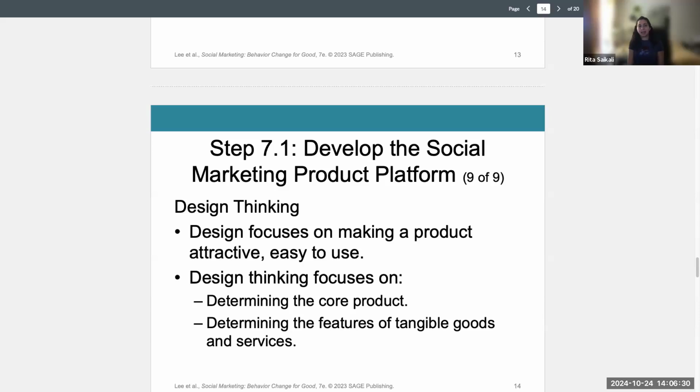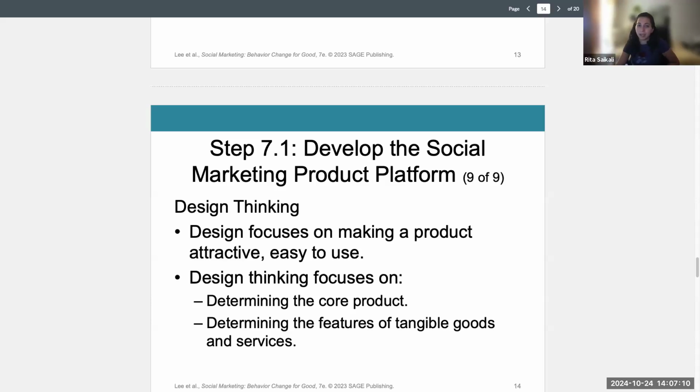So now we're on design thinking, and that is a human-centered approach that focuses on making products and services attractive, easy to use, and effective in solving problems. So when we're talking about social marketing, you're looking at design thinking in a way that emphasizes the need to deeply understand the target audience's experiences, their needs, and their challenges. And so the process involves empathy building techniques. These would be things like interviews, observations, and co-creation sessions with the community to ensure that the end product aligns with the user needs.